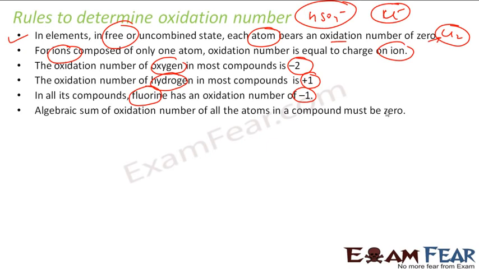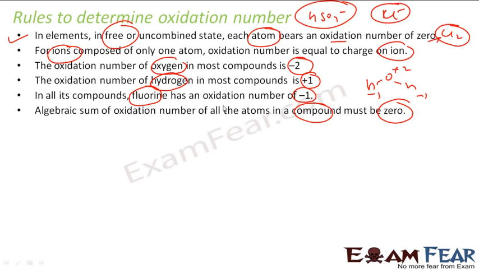The algebraic sum of all the oxidation numbers is 0 for a given compound. For example, in water, this is -1, this is -1, this is +2. If you add all, -1, -1 is -2, +2 is 0. So the algebraic sum of the oxidation numbers of all the atoms in a compound must be 0.